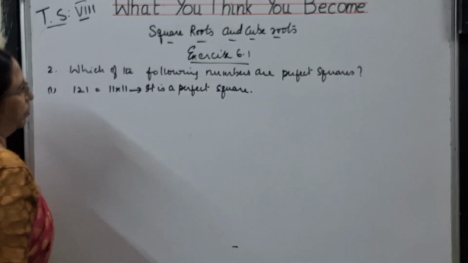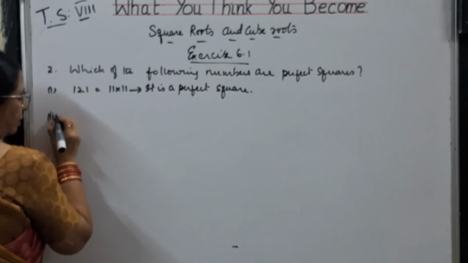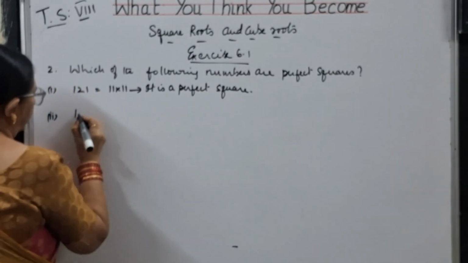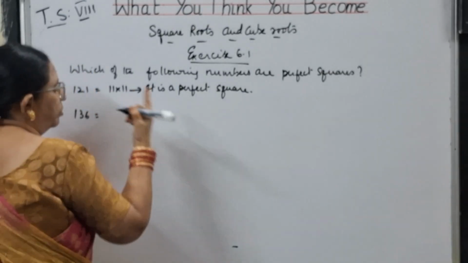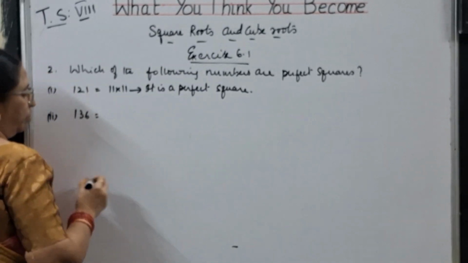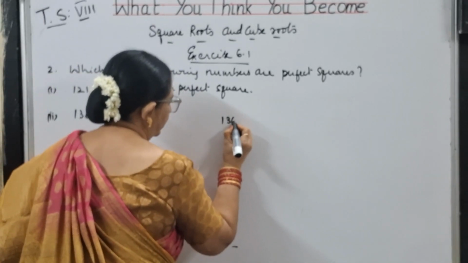Which of the following are perfect squares? They have asked. First one is the perfect square. Second bit, 136. The tables you know very easily, you have done. But this number, let us do prime factorization.